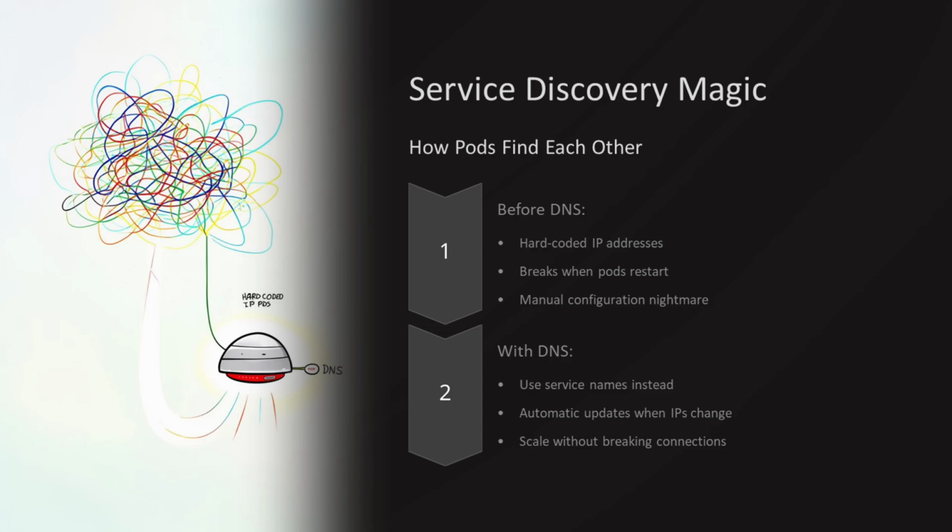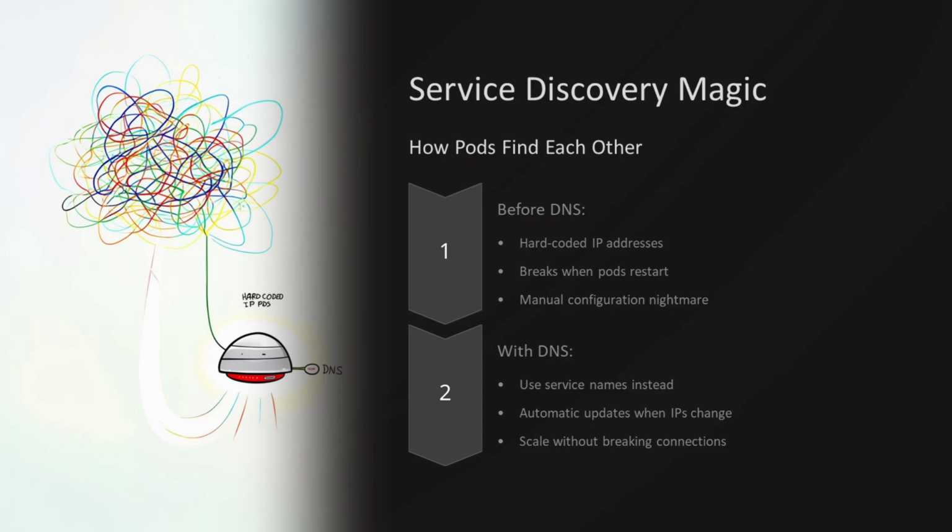Here's where things get really interesting. Let's say you have a web application that needs to talk to a database. In the old days, you might have hard-coded an IP address somewhere. But what happens when that database pod gets restarted and gets a new IP? Yep, everything breaks. But with DNS in Kubernetes, your web app can just say, "Hey, I need to talk to the database service," and DNS figures out the rest.